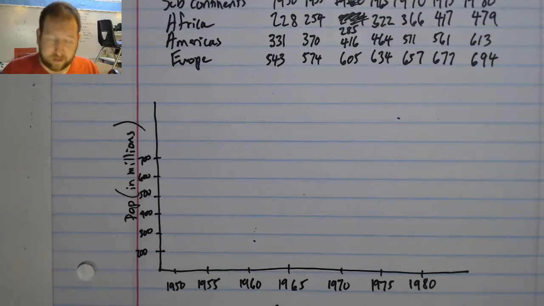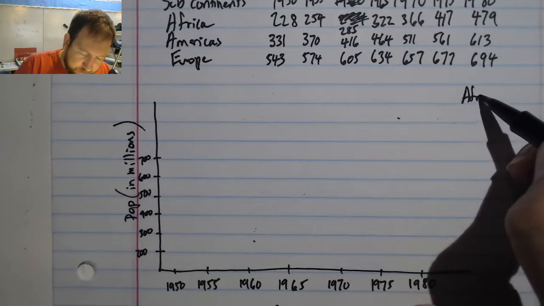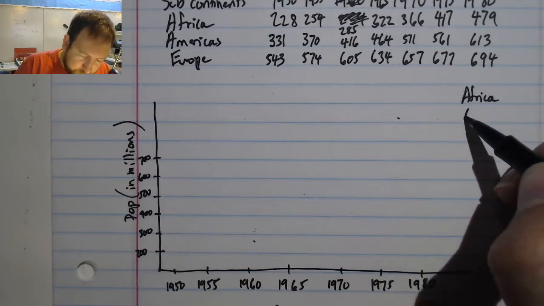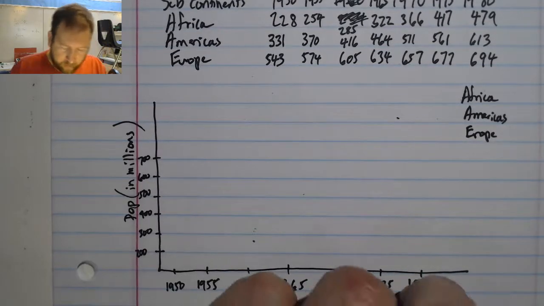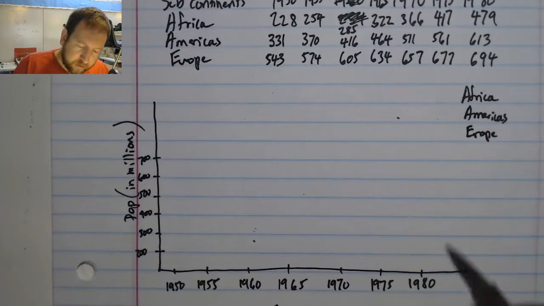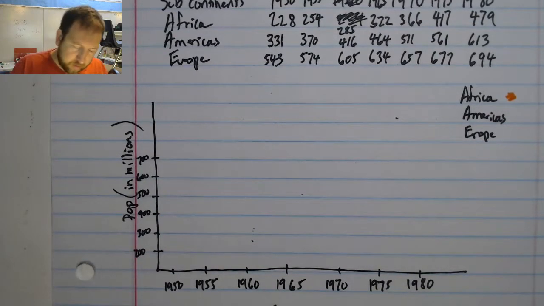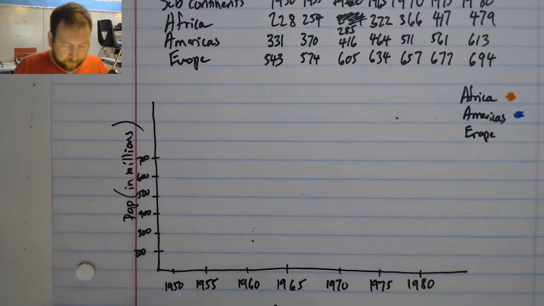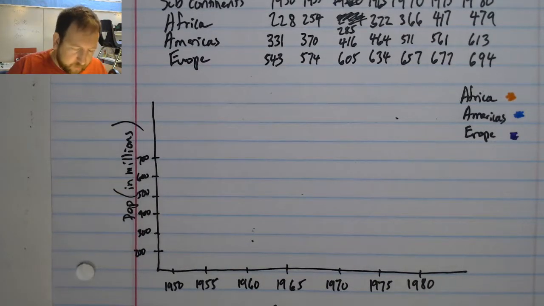Now I do need to have a key in this case because I'm going to be using 3 lines and I'll need to use different colors or differentiate my lines somehow. So if I have Africa, I have the Americas, and I have Europe. For Africa, let's use orange. For America, I will use blue. And for Europe, I will use purple.